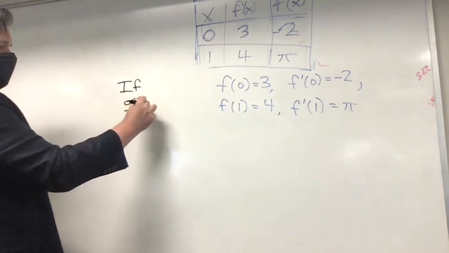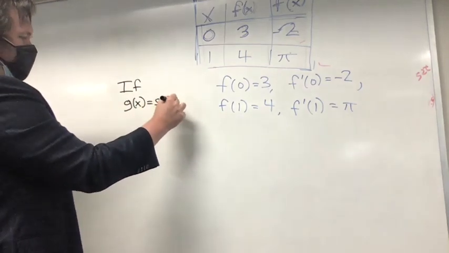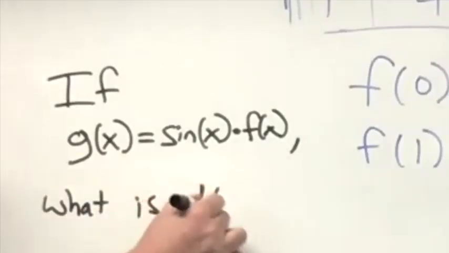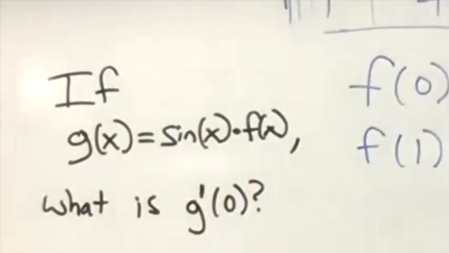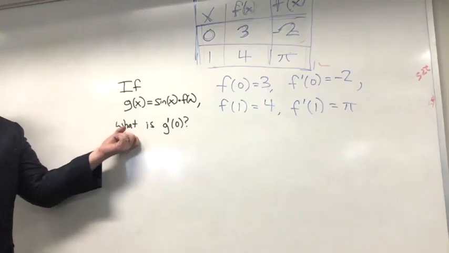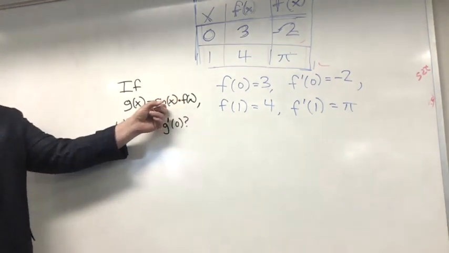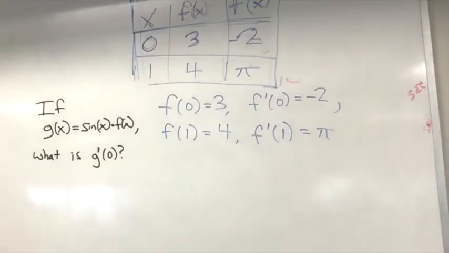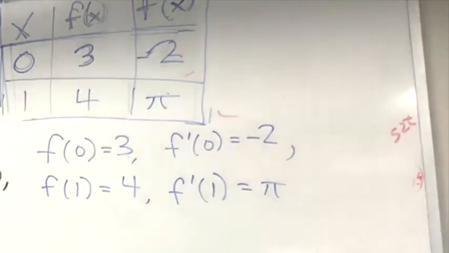If g of x is equal to sine of x times f of x, what is g prime of 0? Is that a fair question? But this is a question that connects to product rule, because now I don't know exactly what f of x is. I just know that f of x has these properties, and I know that I'm multiplying sine of x by f of x to get my new function. So could I answer this based on the information I have? Yeah.